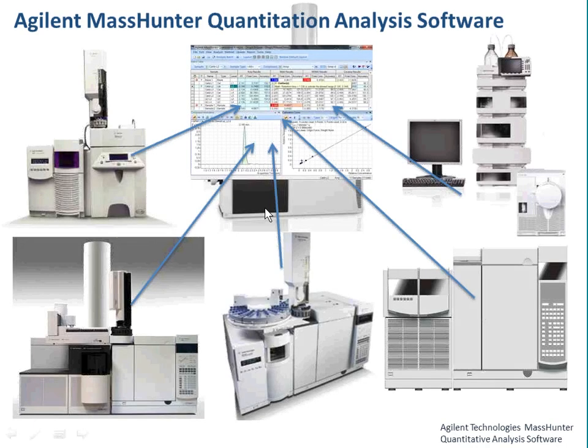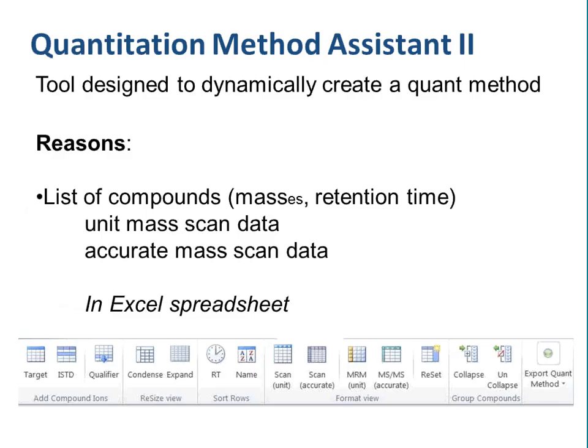2, the explanation of the Quant Method Assistant 2. Now there is quite a bit of explanation in terms of the Quant Method Assistant 1, so I'll skip over a lot of that with a standalone Excel tool, except to say that the game plan is very similar. Take a list of compounds, masses, retention times, either in unit mass, accurate mass, and that includes MRM or MS. Take that information in an Excel spreadsheet and create a Quant method.